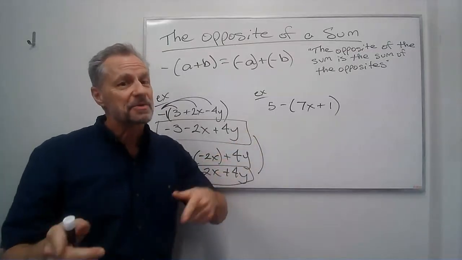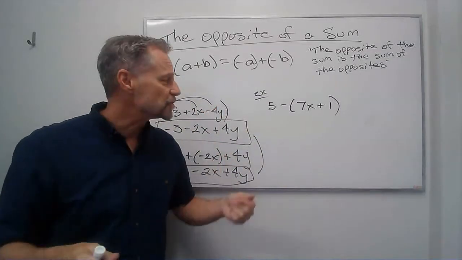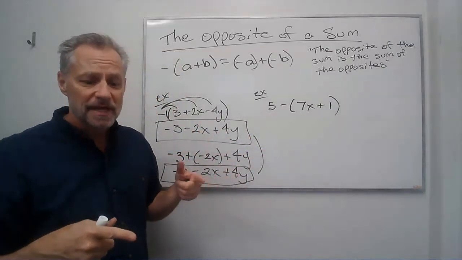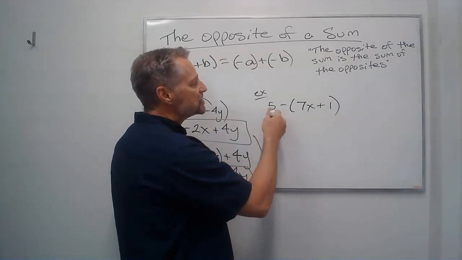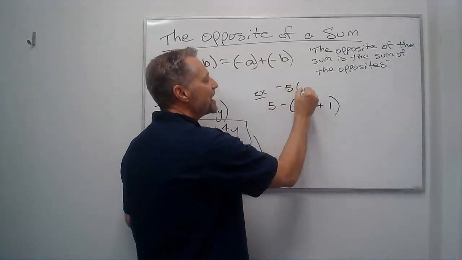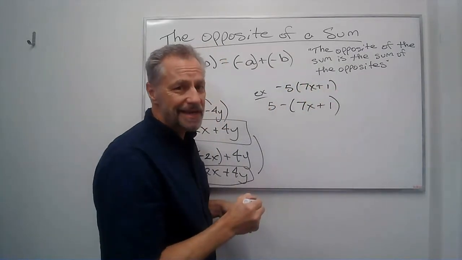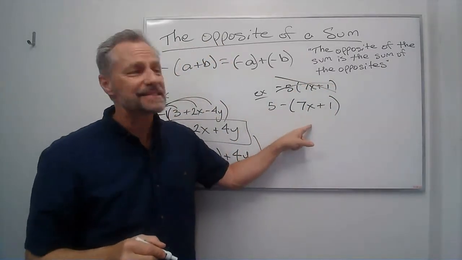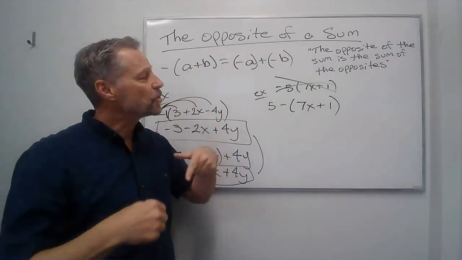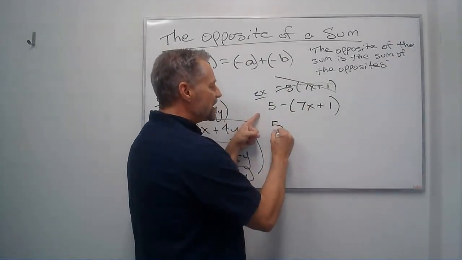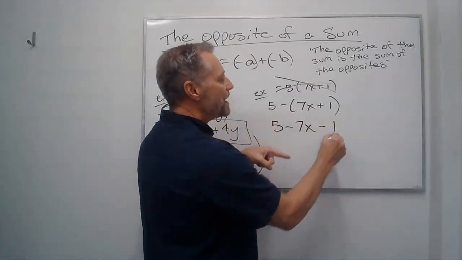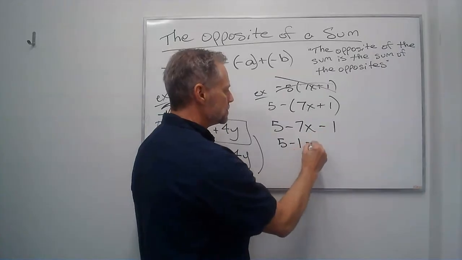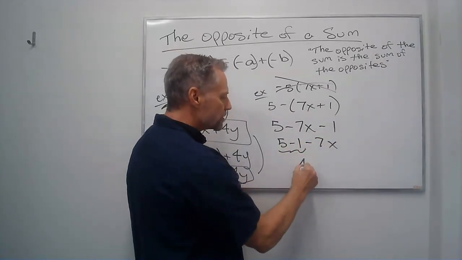One more quick example of what I want to show is something not to do. I've had problems like this on my exams, and a lot of students will think, oh, this is really negative 5 times 7x plus 1. It is not that at all. Don't do that. It's 5 minus this stuff. Now I go back to this, or distribute the negative 1, and it's 5 minus 7x minus 1. And now the 5 minus 1 I can combine as like terms, and I get 4 minus 7x.